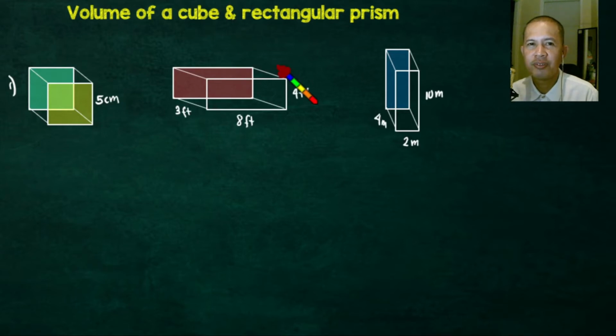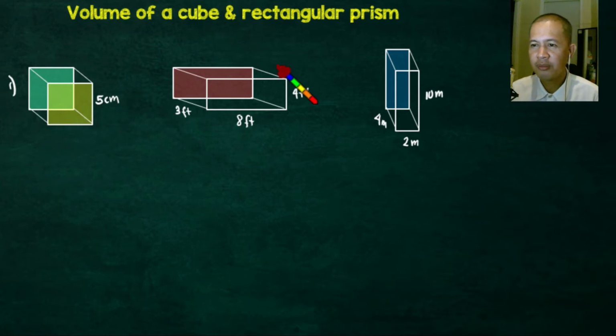For today's video, we're going to discuss the volume of a cube and the volume of a rectangular prism. A volume is the number of cubic units needed to fill the shape. It is the amount of space that is occupied by the space figure, or the 3D figure.